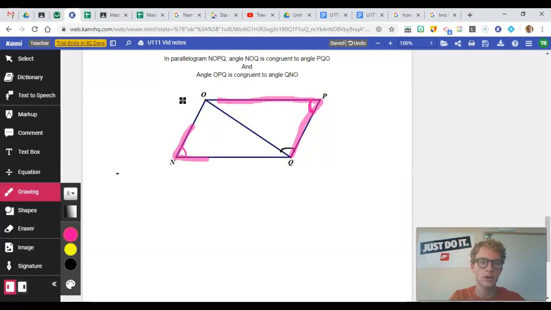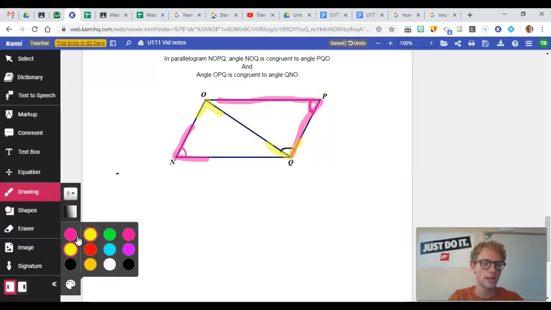That's another way to show it, and then you would use a different color for the other ones. So this one is congruent to this one. Okay, so those are the three different ways to show that.